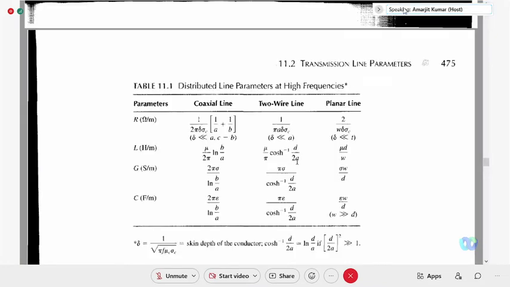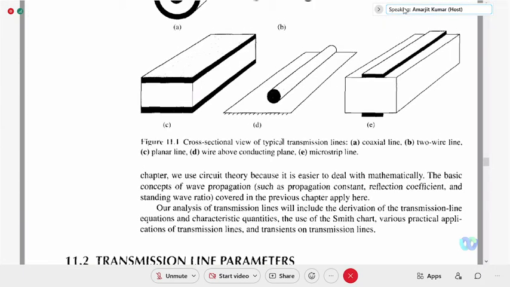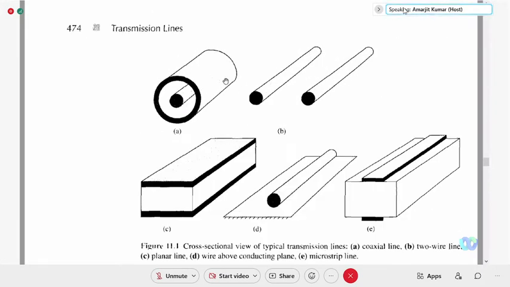And these R, L, G and C are also defined for the coaxial transmission line, the two-wire transmission line, and the planar transmission line that you are seeing in this figure. So you can ask how to calculate this. Laplace and Poisson's equations can be used for calculating this. If you know that already, then okay. Otherwise, if it is in the syllabus, I will discuss how to calculate R, L, G and C for the line.